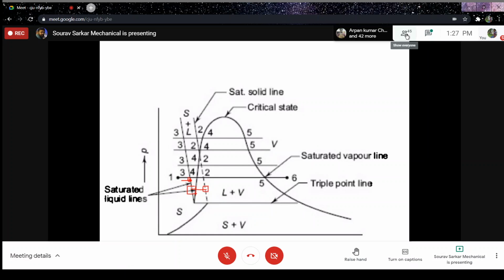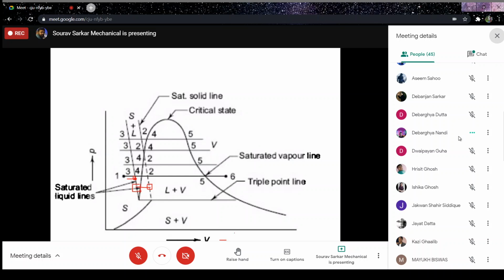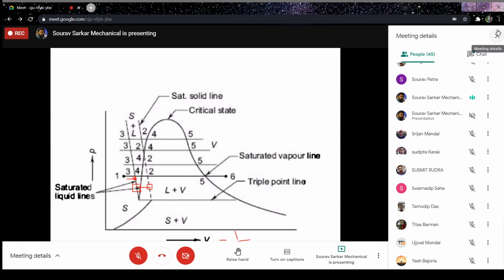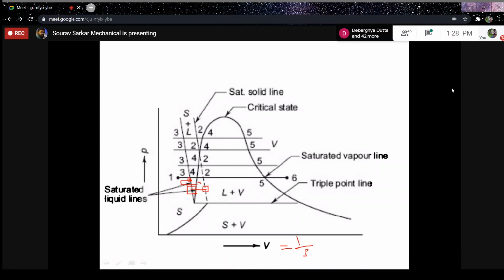So it will go in the leftward direction, because it is volume. Volume decreases, and specific volume is equal to 1 by rho, 1 by density. Okay, so up to 4 degrees it will go in this direction, then again take a turn and come back and reach there. This is 100 degrees Celsius.